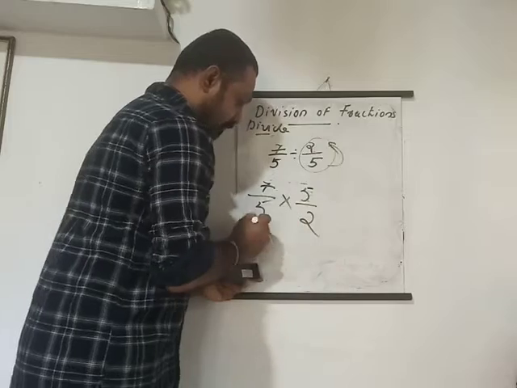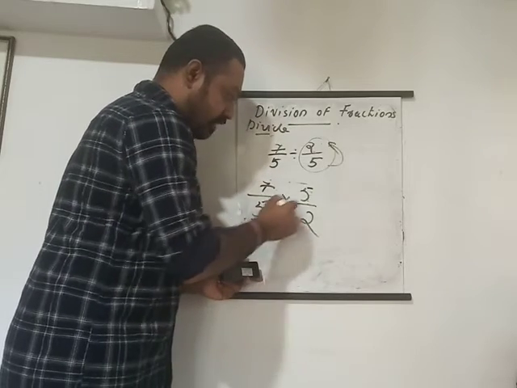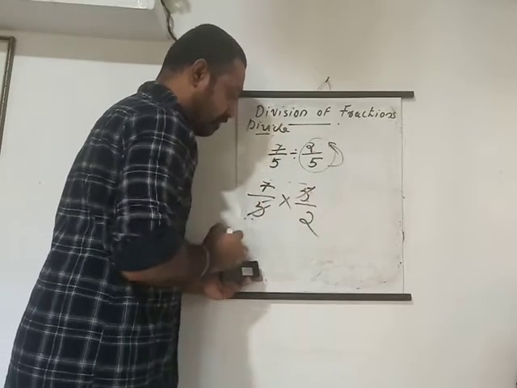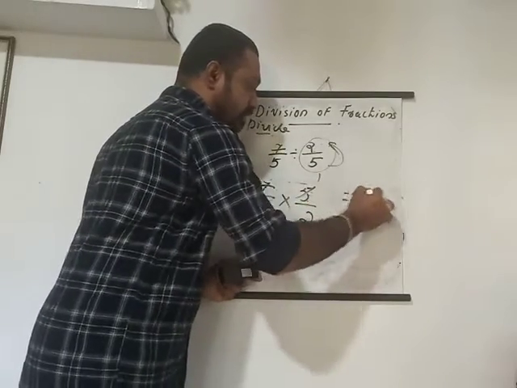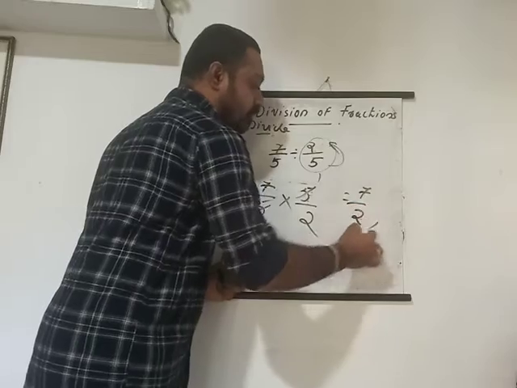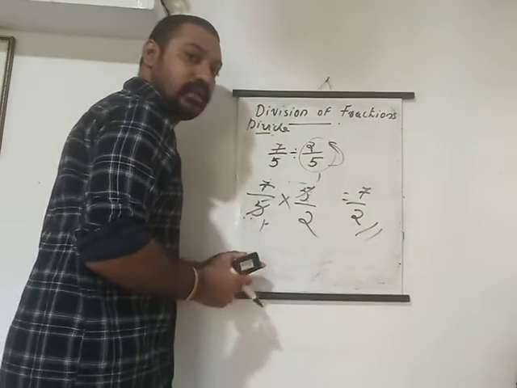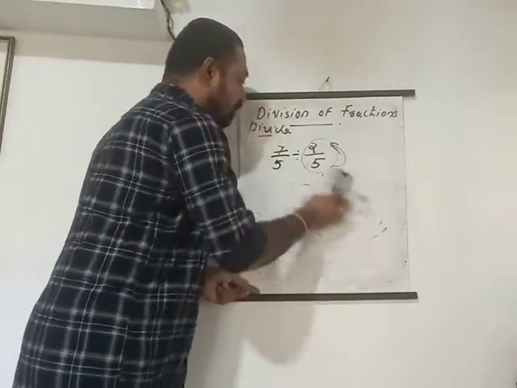Then multiply it. Before multiplication we can cut, isn't it? This 5 and 5 we can cut this way. Understand? Then here 1, here also 1 we will get. 7 into 1, we will get 7. 1 into 2, we will get 2. So 7 by 2 is the answer. Very simple, isn't it? So this is the answer for this one.